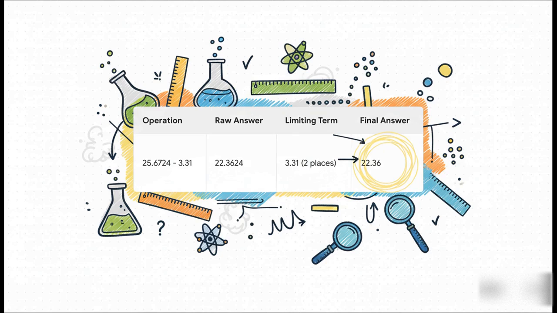Okay, for adding and subtracting, the rule is surprisingly simple. Your answer can't be more precise than your least precise measurement. You just line up the decimal points, do the math, and then look at which number has the fewest digits after the decimal. In this case, 3.31 only has 2 decimal places, and that limits our whole calculation. Our final answer has to be rounded to 2 decimal places too.